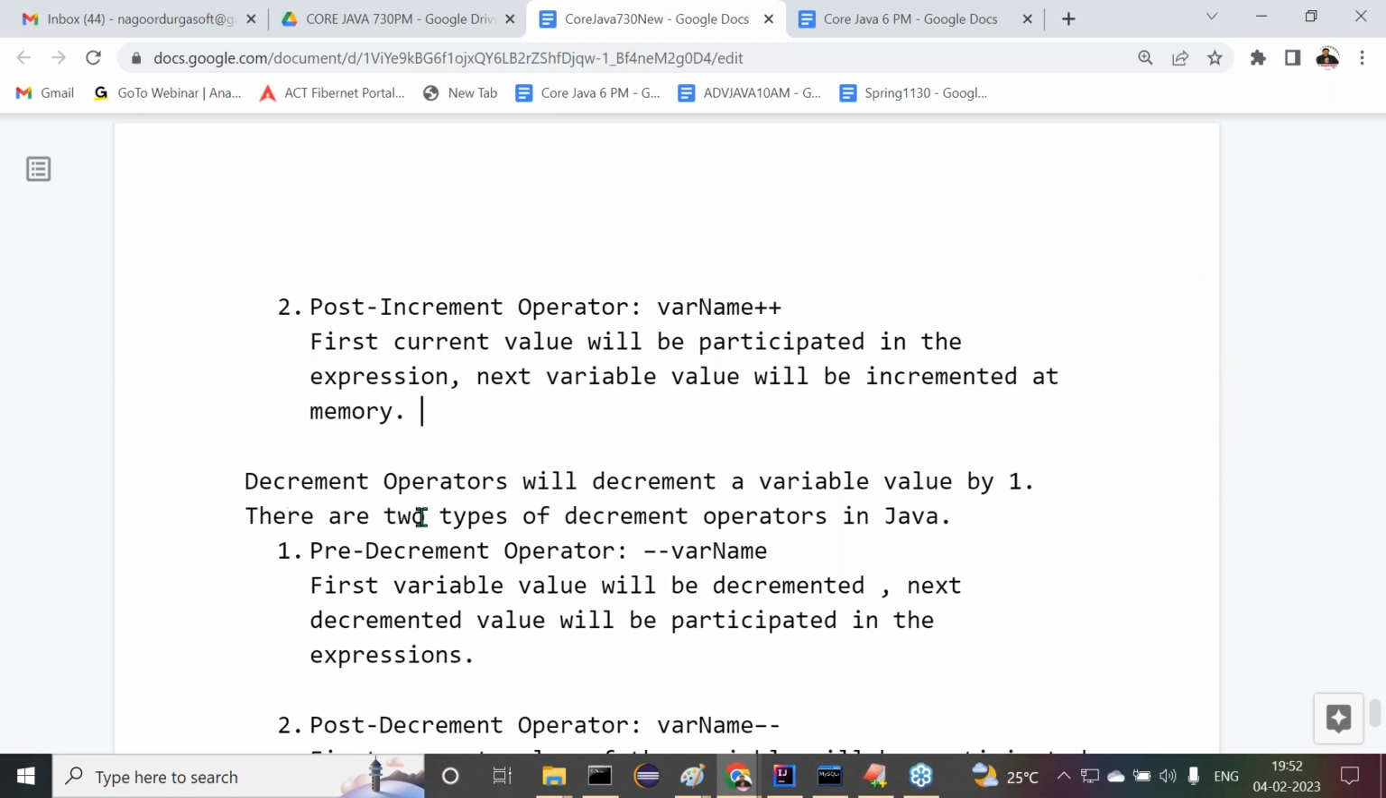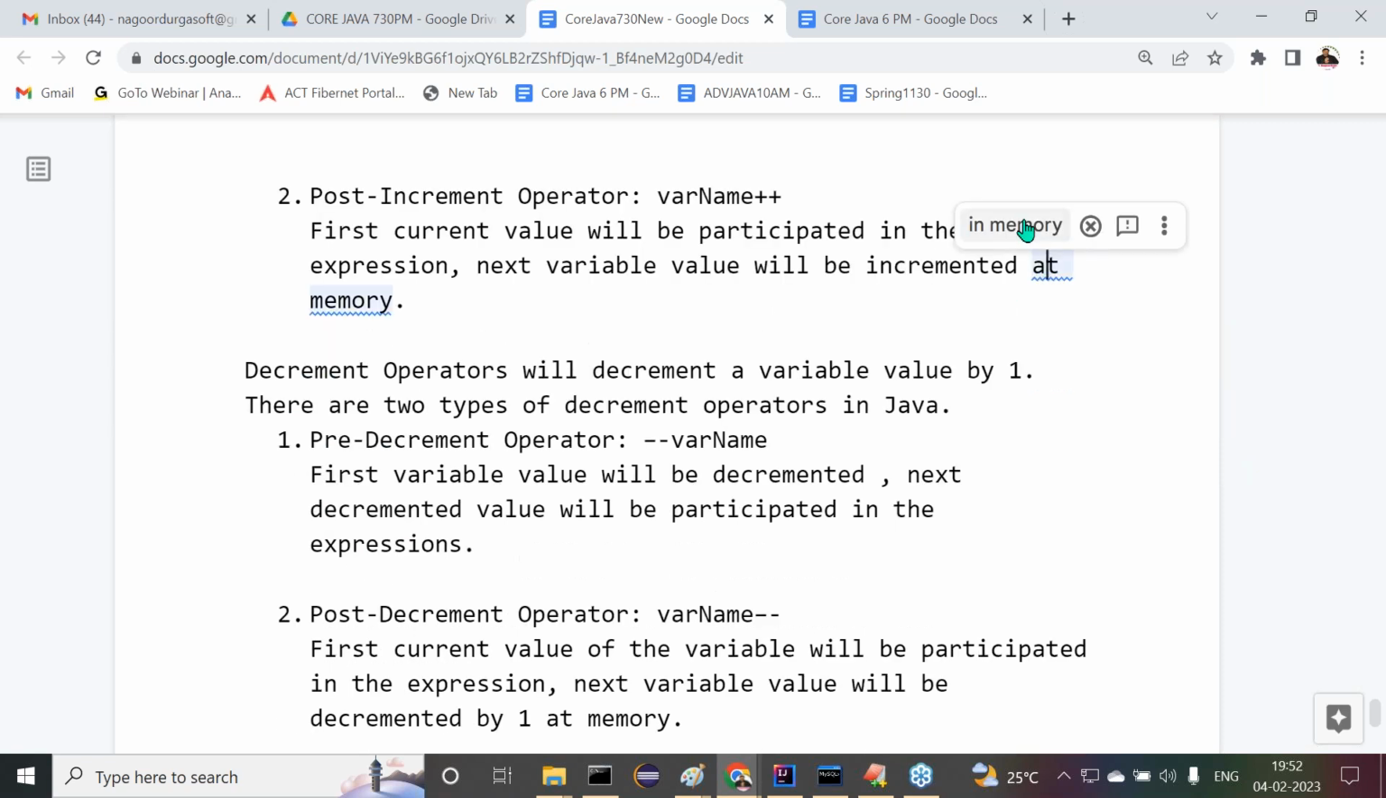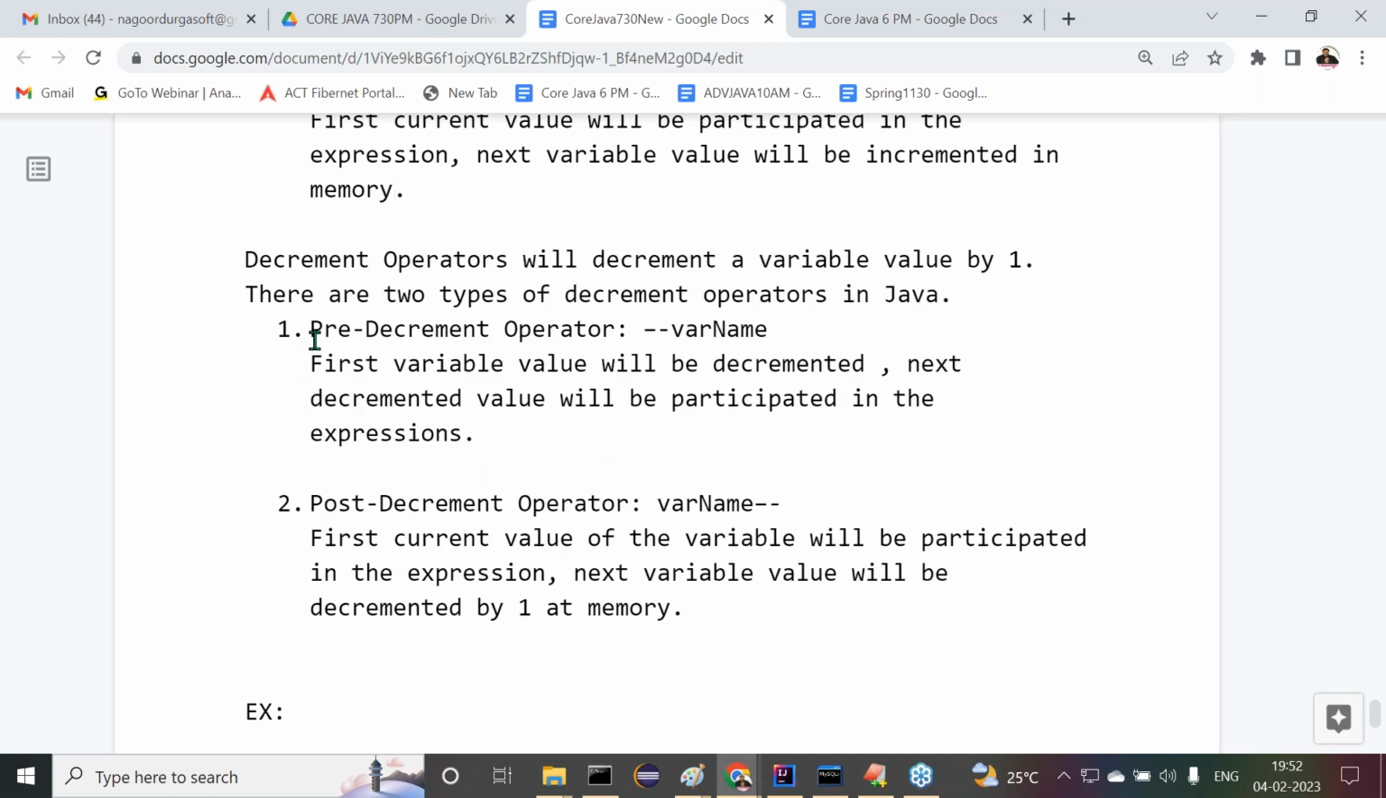Okay, right, so decrement operators, observe carefully. What are the decrement operators? Decrement operators will decrement a variable value by one. There are two types of decrement operators in Java: pre-decrement and post-decrement. Pre-decrement is minus minus var name. First the variable value will be decremented, next the decremented value will be participated in the expression.